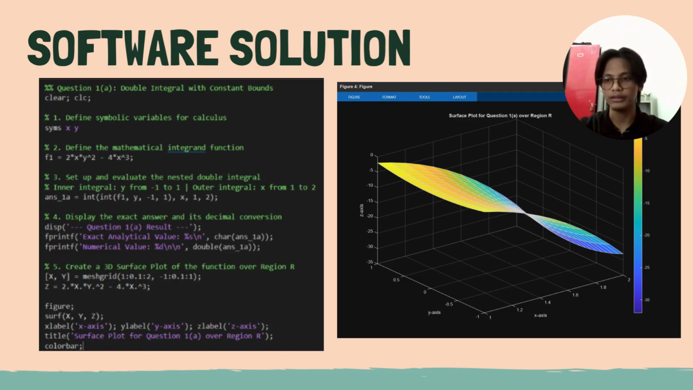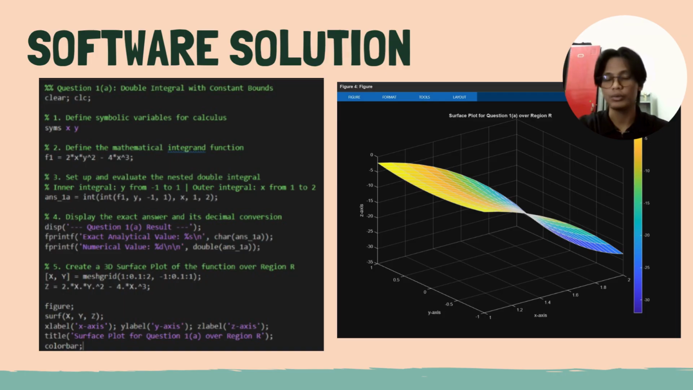So the important parts are F1 and the calculation. F1 stores the mathematical integral in a variable using explicit programming. So after that, we do not need to type out the calculation again. We just need to type out F1. Then ans_1a executes the nested double integral from the inside out. The inner int integrates with respect to y from -1 to 1, and the outer int integrates the result with respect to x from 1 to 2.